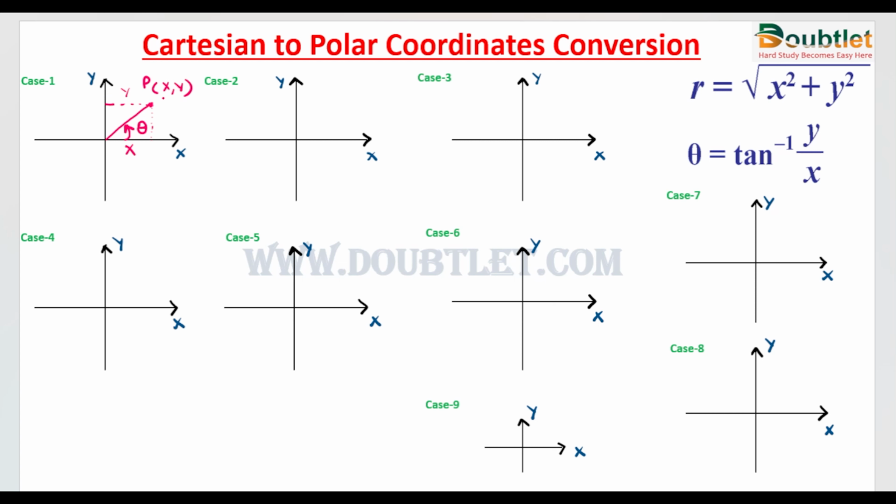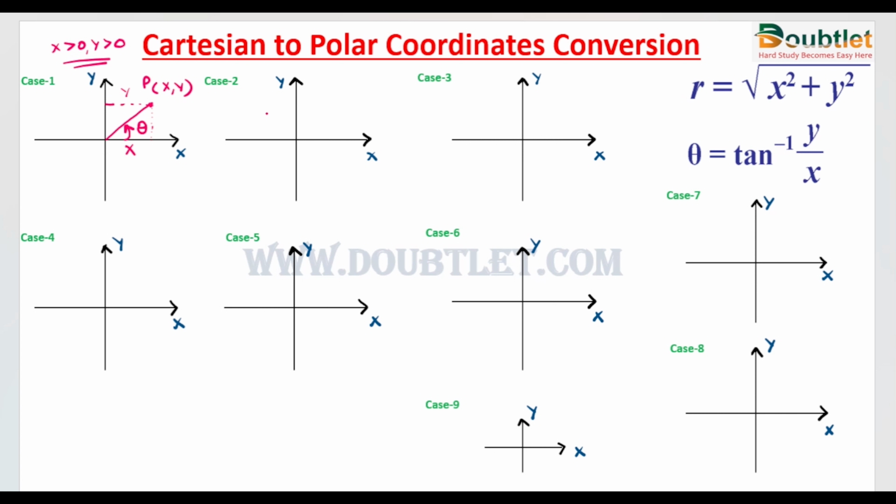Suppose the point is lying in the first quadrant. It means x is greater than 0 and y is also greater than 0. Then the distance will be root of x square plus y square, a positive distance. To calculate the angle, we use tan inverse of y divided by x. So this is the first case and its formula is already given, but the main things come in the other cases.